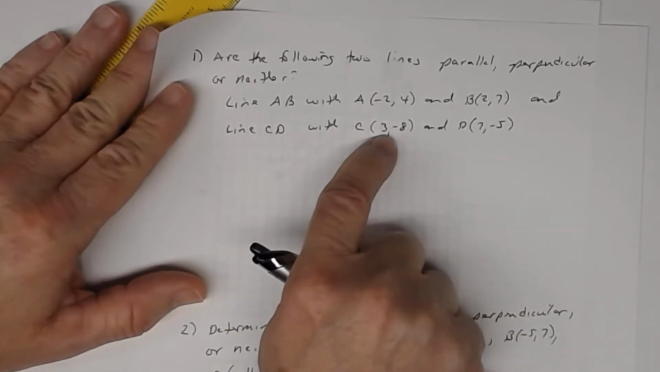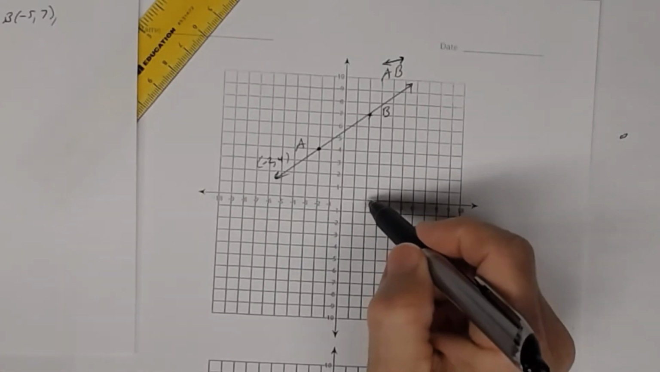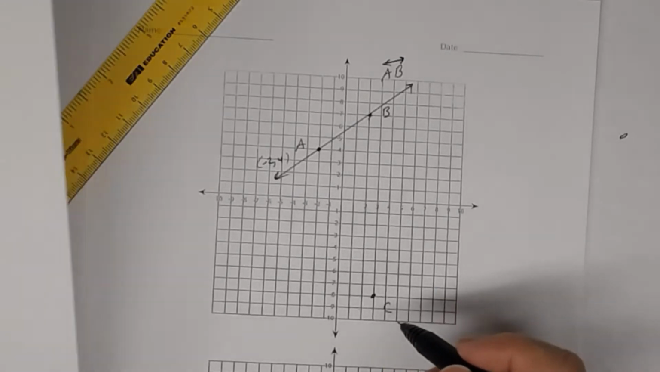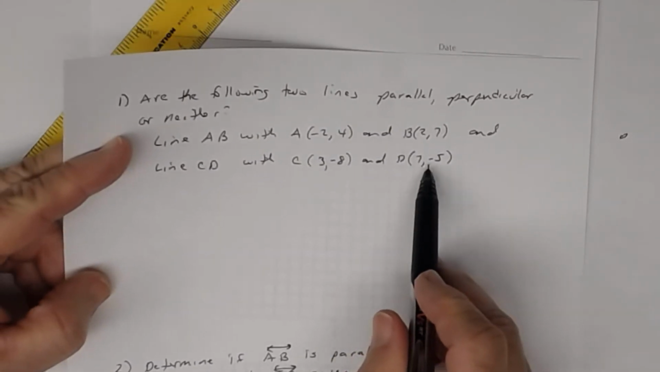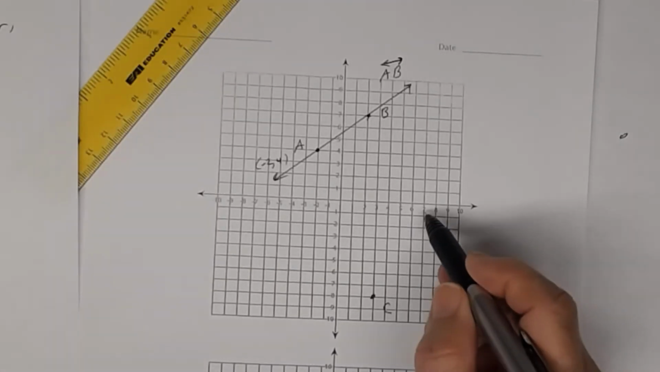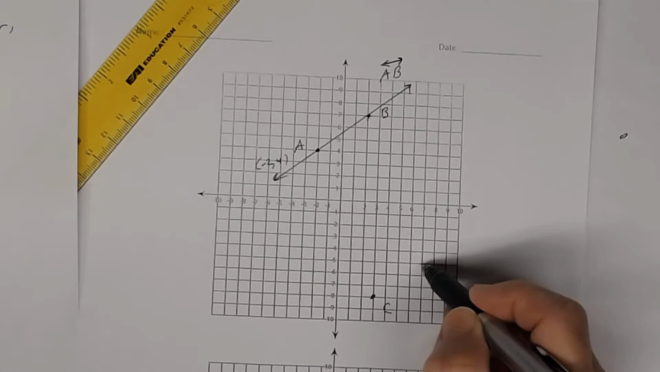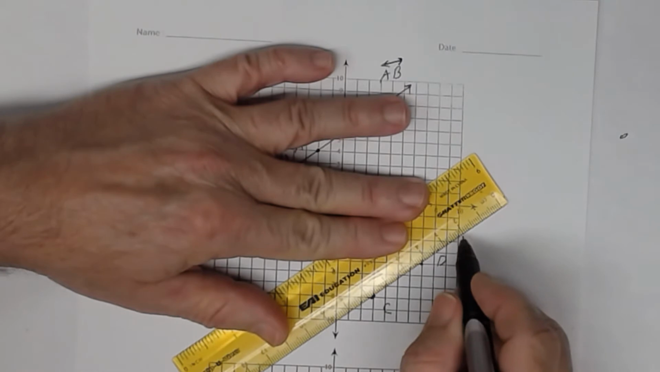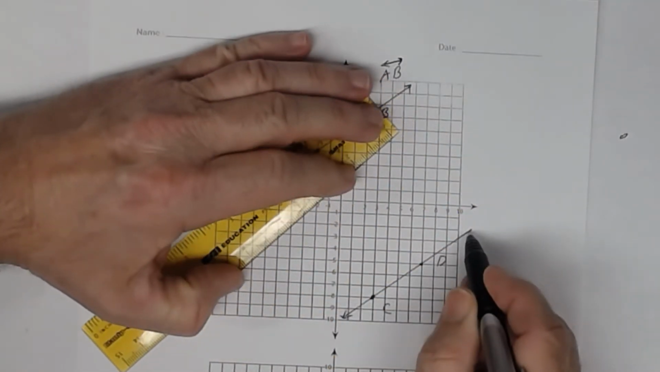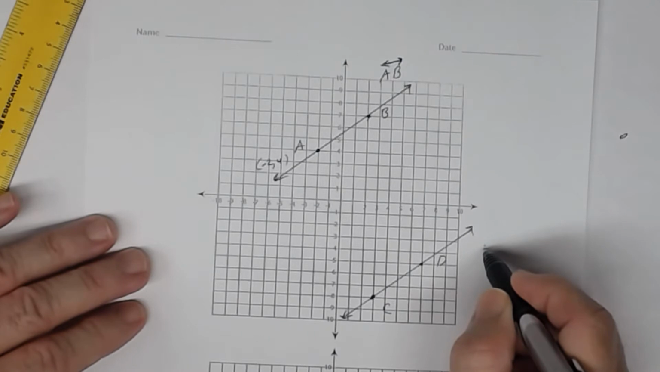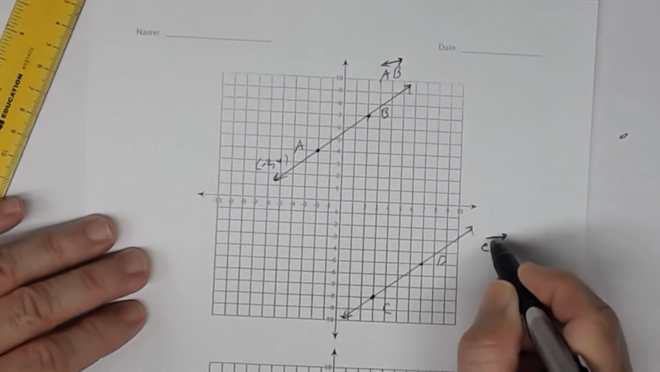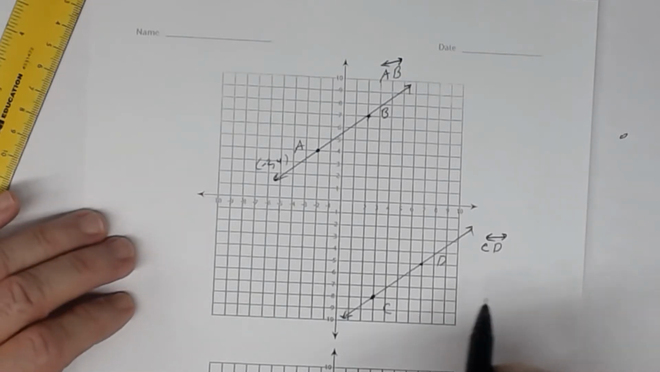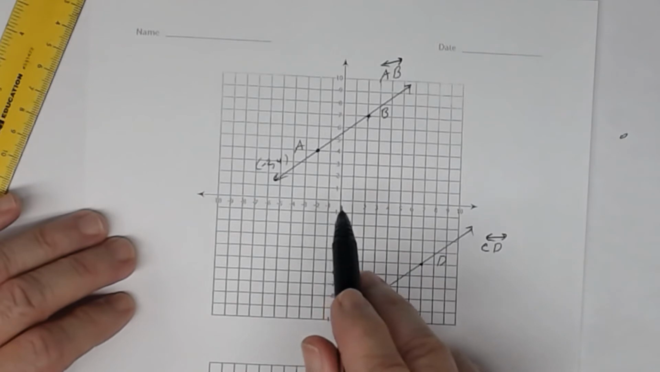C in this case has coordinates 3, -8. So 3, -8 is right here. That's C. And D has coordinates 7, -5. So that is right here. That's D. And when you draw the line, we can name this line as line CD, with the symbol for line right above it. That's the symbol for line right there. What we're interested in doing is determining if those two lines are parallel, perpendicular, or neither.